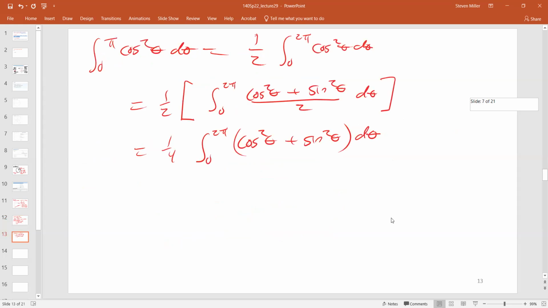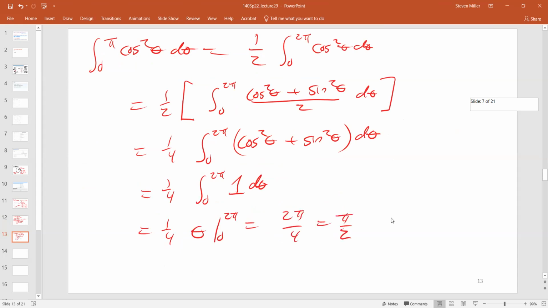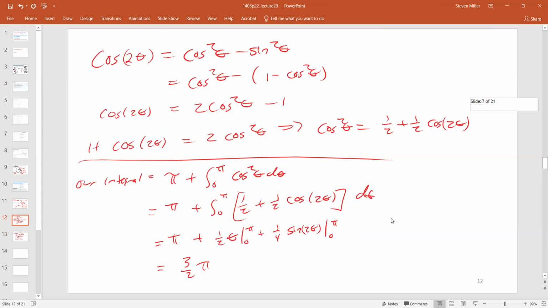So by exploiting symmetry, this is the same as 1/4 the integral from 0 to 2 pi of 1 d theta. All right, that's 1/4 theta from 0 to 2 pi. So this is just 2 pi over 4, or pi halves. And notice pi halves is exactly what we got for this piece over here. This piece over here was pi halves. So without resorting to all those trig identities, we can still get the answer.